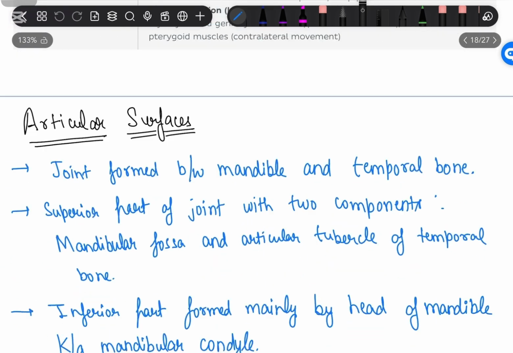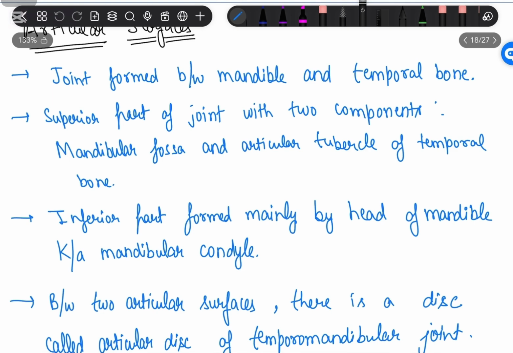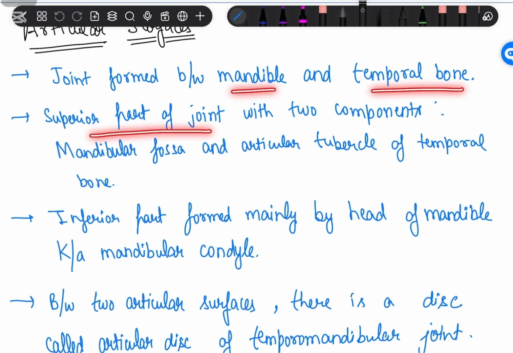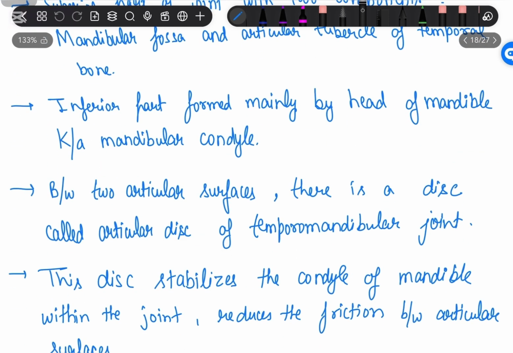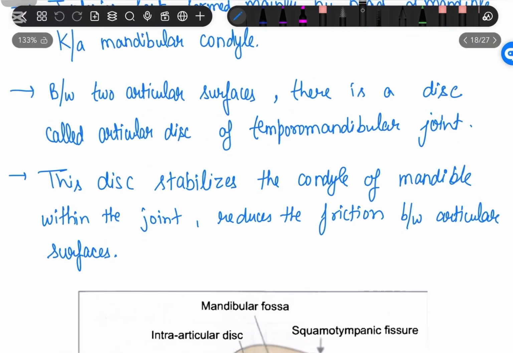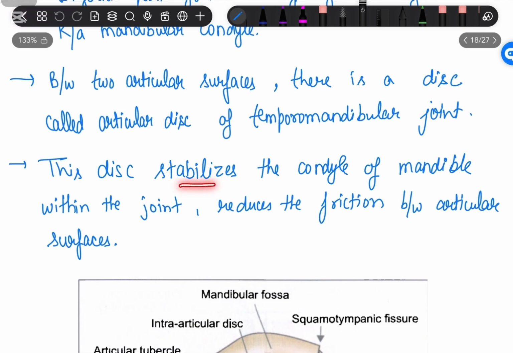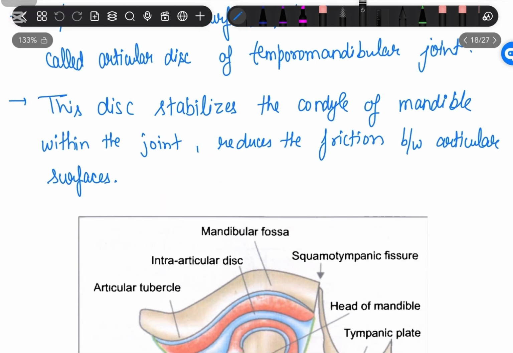Now, let's start with the articular surfaces. It is a joint formed between the mandible and the temporal bone. The superior part of the joint is formed by two components, the mandibular fossa and the articular tubercle of the temporal bone, whereas the inferior part is formed mainly by the head of the mandible, which is known as the mandibular condyle. And between these two articular surfaces, there is a disc, which is called the articular disc of the temporomandibular joint. And what is the function of this disc? This disc stabilizes the condyle of the mandible within the joint and reduces the friction between articular surfaces.